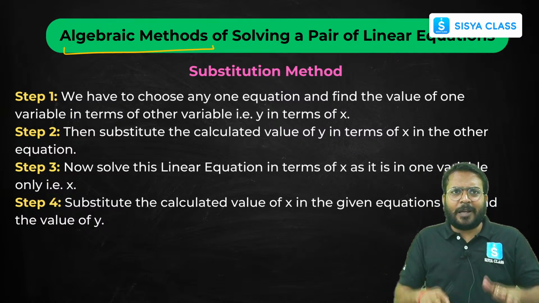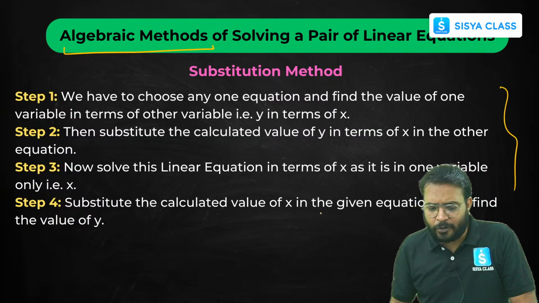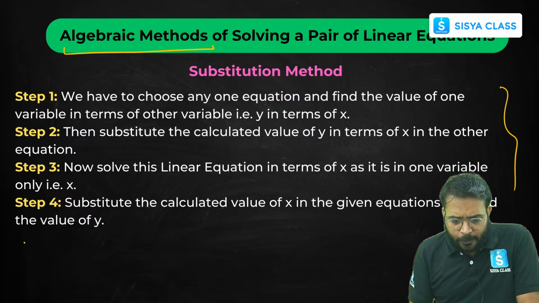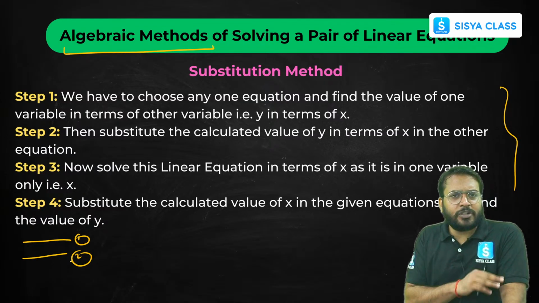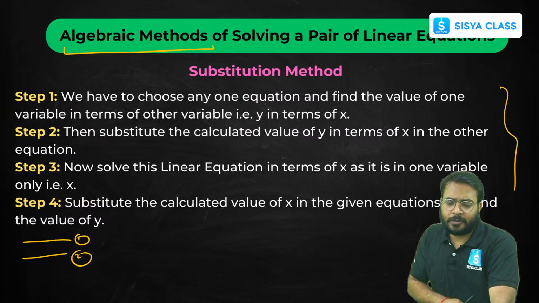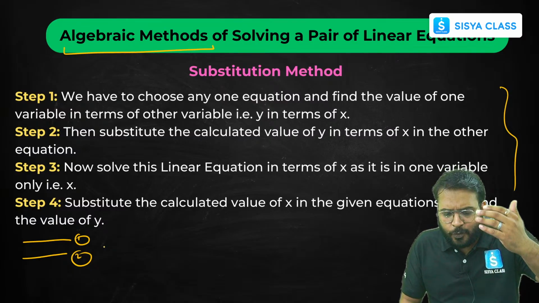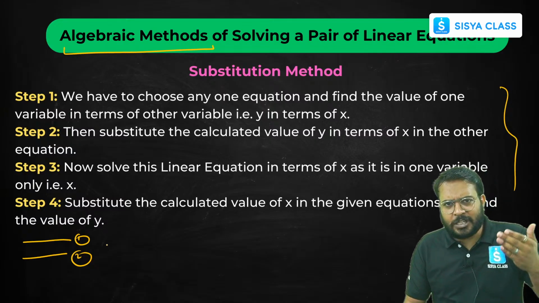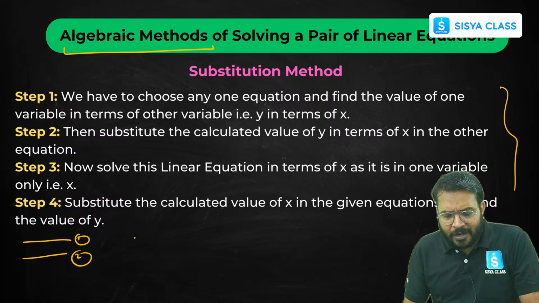The steps are written, just go through them, but I will tell you in short. Two equations will be given. Suppose this is my equation 1 and this is my equation 2. That is the first thing. Then you need to take either equation. You can take the first equation or the second equation, whichever, that is your choice. Suppose I have taken my first equation.